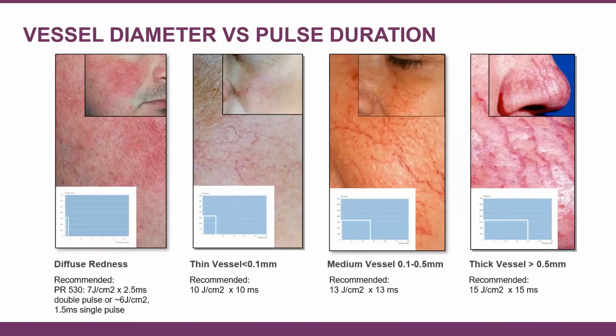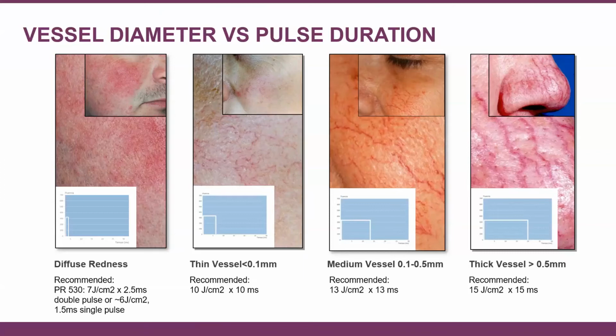Diffuse redness on our left-hand side, very, very small vessels generally within this. So we're going to use a short pulse. We can do this in 2 different ways. We could deliver 2 pulses of 2.5 milliseconds with a delay between those 2 pulses, or the alternative is to use a 1.5 millisecond pulse, which generally will remove the redness much more quickly. It's more aggressive, but you get a much quicker clearance of that diffuse redness.